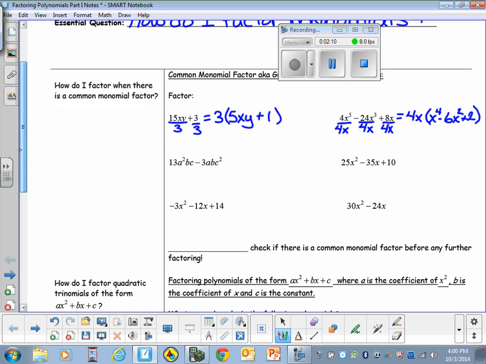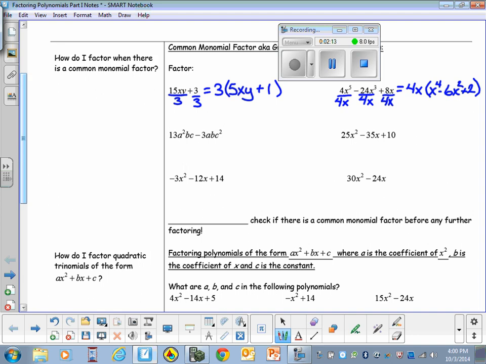Right. When I look at my next example, 13 and negative 3. There's nothing there in terms of the numbers. 13 is 1 times 13, and 3 is 1 times 3. The only thing they have in common is 1. But the variables have some things in common. A squared and A, I can divide by A. B and B can be divided by B. C and C squared can be divided by C. So I have to divide each of these terms by A times B times C.